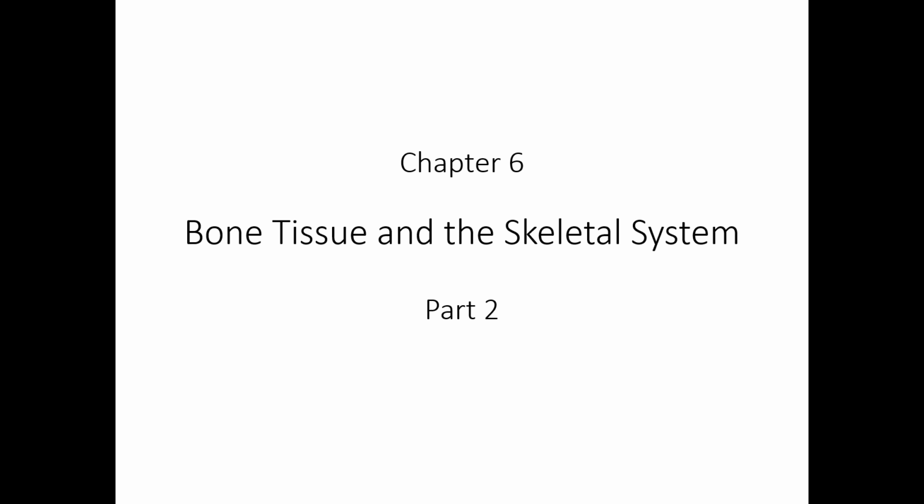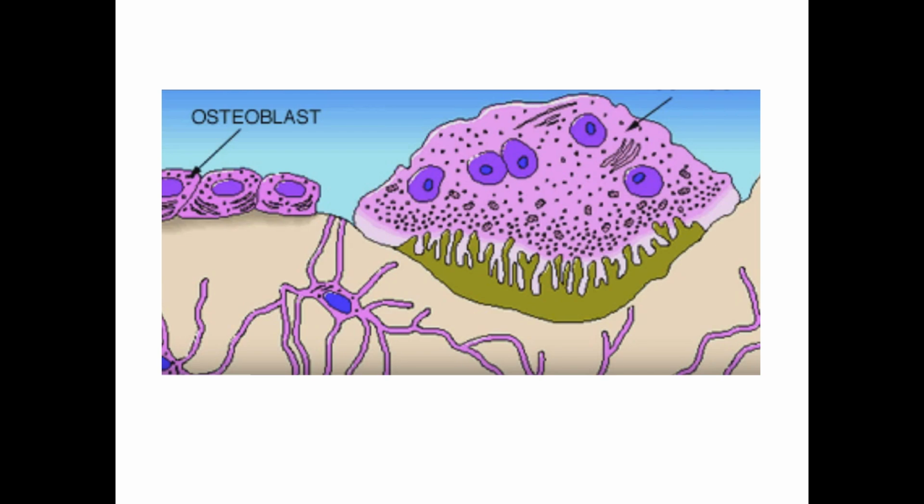Chapter 6, Bone Tissue and the Skeletal System, Part 2. Here is a picture of 3 types of bone tissue.